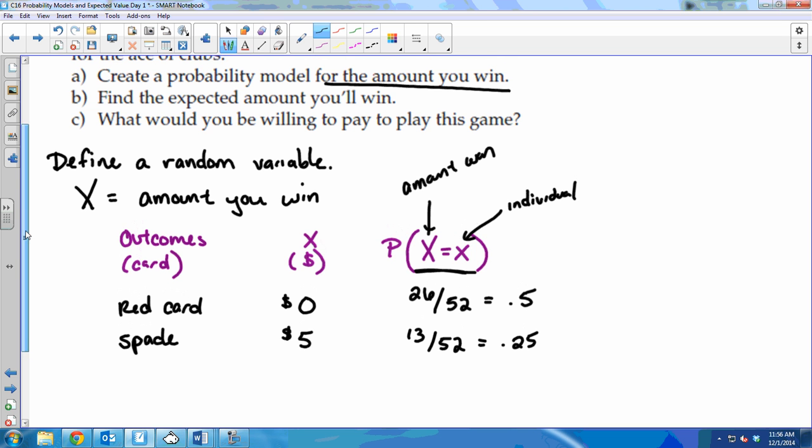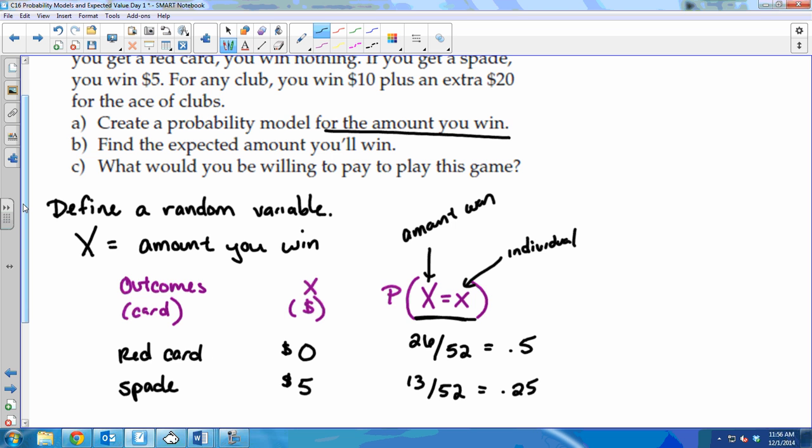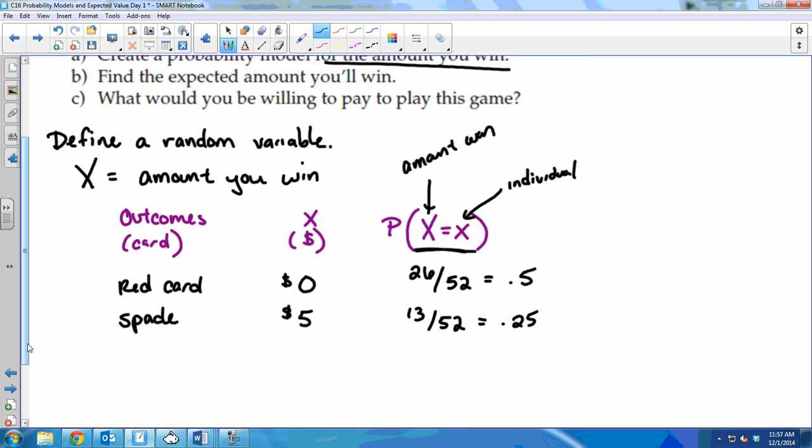Now the next sentence, it says, for any club, you win $10 plus an extra $20 for the ace of clubs. So that's technically two separate outcomes, right? We want to split that up accordingly. The first one's going to be a club that's not the ace, because that one's more specific. So if you get a club that's not the ace, how much are you winning? $10. And how many clubs are there that aren't the ace? 12 out of 52, which ends up being approximately 0.231. Okay? Ish.